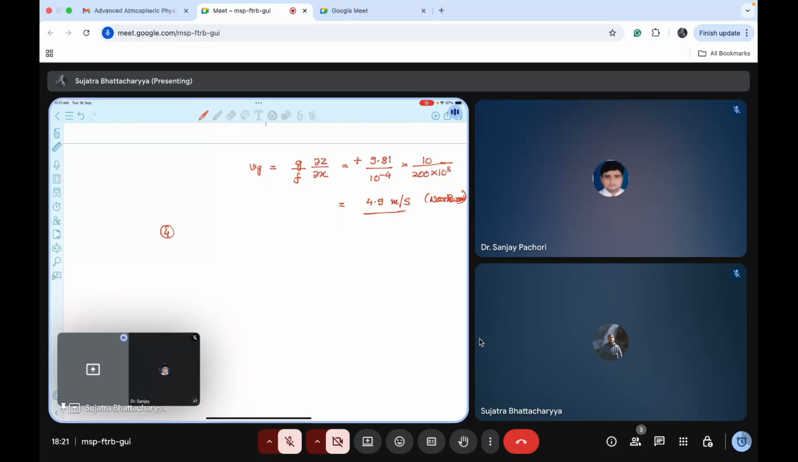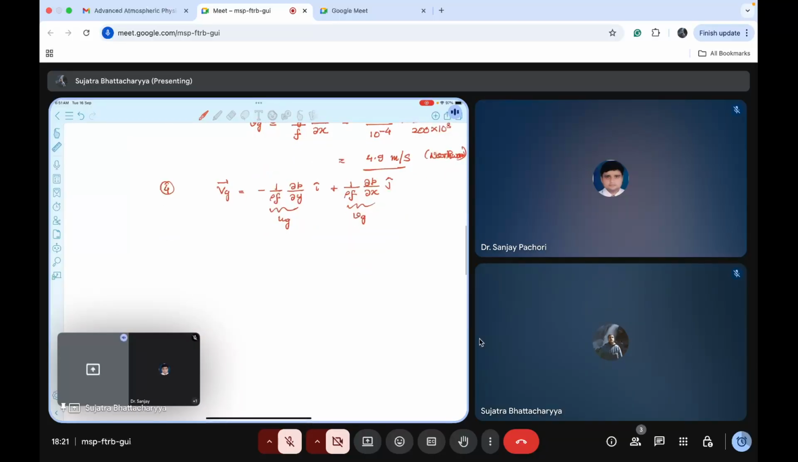So how will we calculate the divergence of the geostrophic wind? I have already shown you in the last session that Vg is nothing but minus 1 upon rho f delta p by delta y i hat plus 1 by rho f delta p by delta x j hat. This is the zonal geostrophic component, and this is the meridional geostrophic component. The meridional and zonal components are proportional to the opposite gradients, so this is how you can write it.